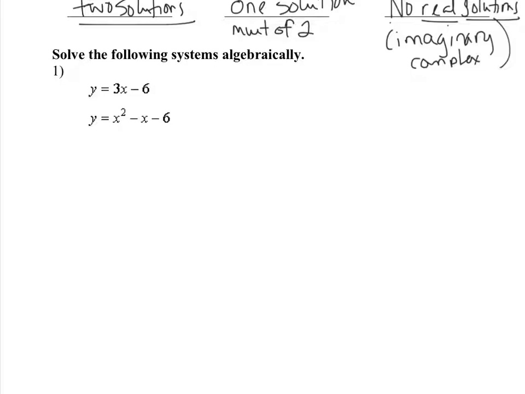So that's why that's such an important one when you learn linear. Y equals 3x minus 6. I'm going to plug that in right where the y is. So 3x minus 6 equals x squared minus x minus 6. And we just solve it. Take a second, set it equal to 0, solve. I'm going to pause and then show you the answer.